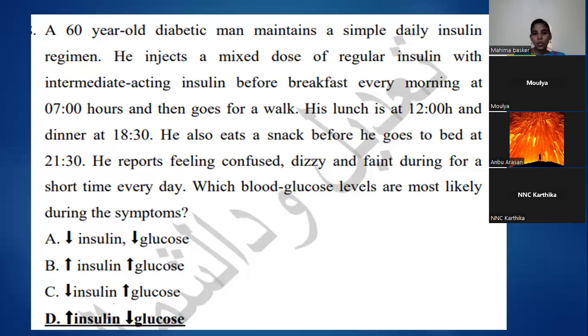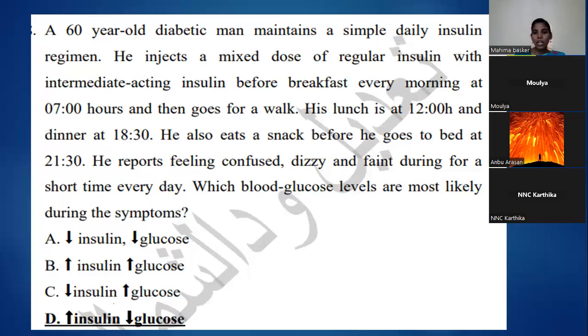Okay, then he goes to work. His lunch is at 12 and dinner at 7:30. Okay, so sorry, 6:30. 18:30 means 6:30. He also eats snacks before he goes to bed at 21:30. Okay, he reports feeling confused, dizzy, and faint for a short time every day.